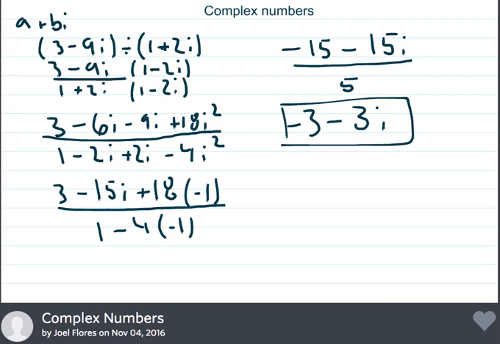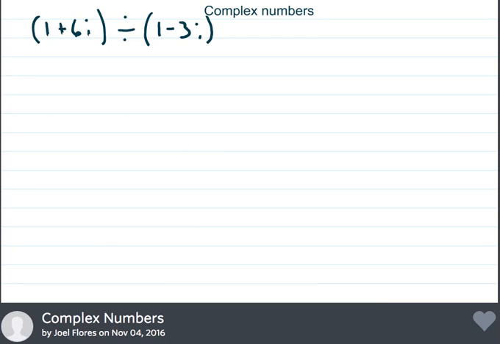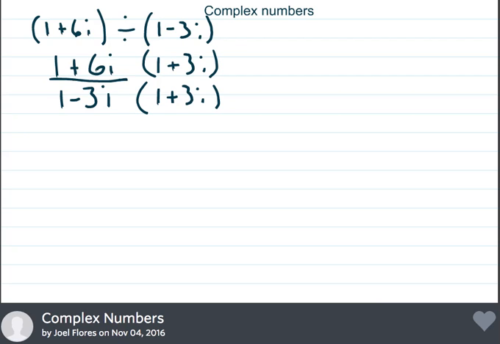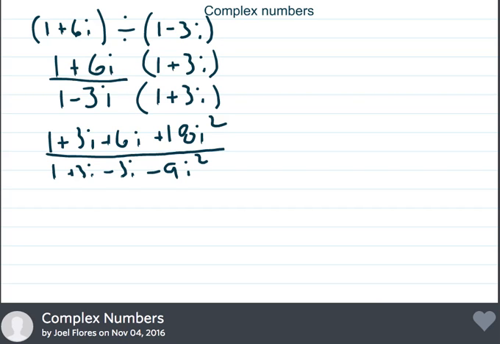We'll do one more division of complex numbers. So we have 1 plus 6i divided by 1 minus 3i. So we've got to get the complex numbers out of the denominator, so we'll multiply the denominator and the numerator by the complex conjugate. So after we do that, we'll use FOIL. After we use FOIL, we'll start combining like terms.